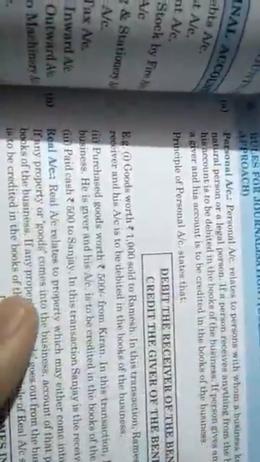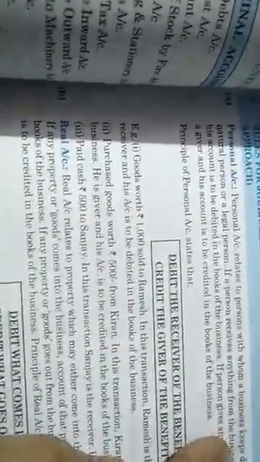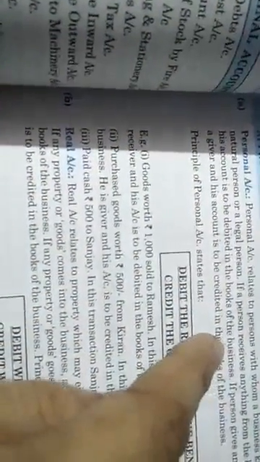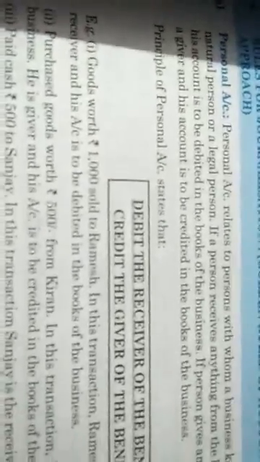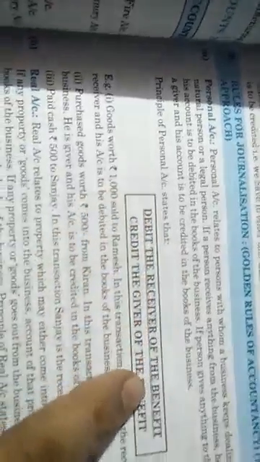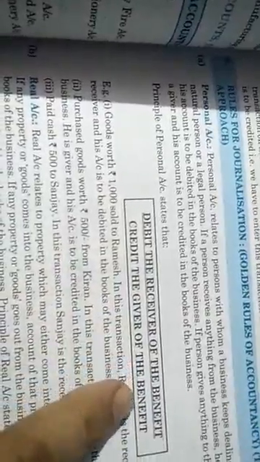Rules for the generalized golden rules of accountancy. In the traditional approach, a personal account relates to a person with whom the business keeps dealing. A person may be a natural or legal person. If a person receives anything from the business, he is called a receiver, and his account is debited in the books of the business. If a person gives anything to the business, he is called a giver, and his account is to be credited in the books of the business. So the rule is: debit the receiver of the benefit and credit the giver of the benefit.